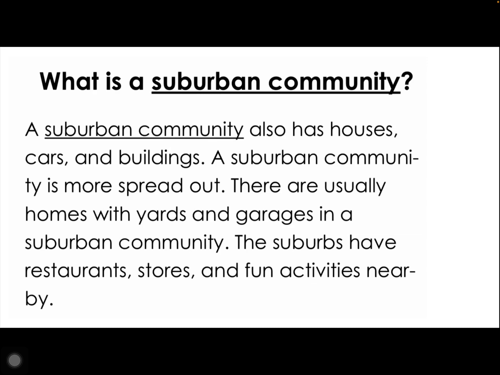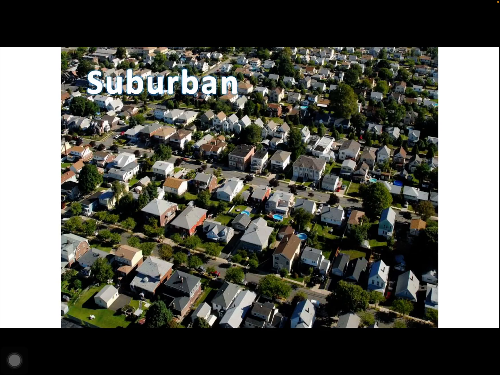What is a suburban community? A suburban community also has houses, cars, and buildings. A suburban community is more spread out. There are usually homes with yards and garages in a suburban community. The suburbs have restaurants, stores, and fun activities nearby. And there we see another example. See the yards? Some of the yards have swimming pools. Some of the yards have a garage attached to the house or separate from the house.